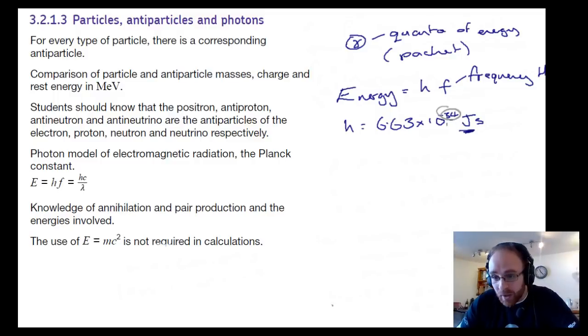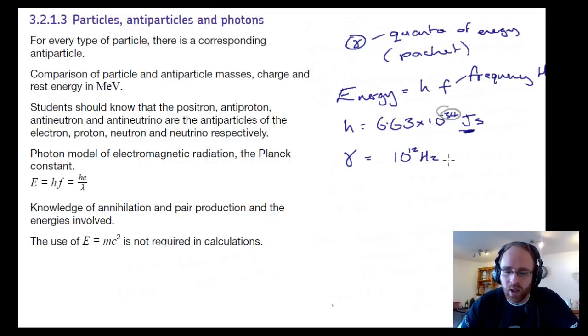Anyway, if we look at 10 to the power minus 34, we're going to get some really small energies, even though gamma photons can have frequencies of something like 10 to the power 12 hertz or higher or lower. It changes depending on the type of wave. So we know we've got different types of wave.